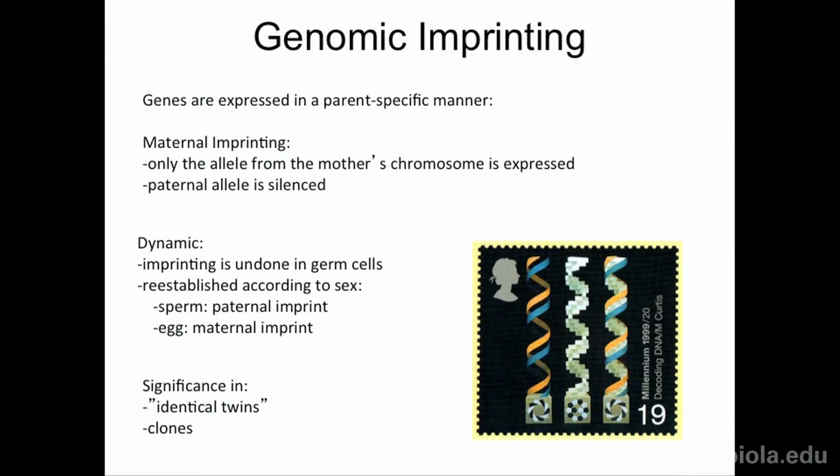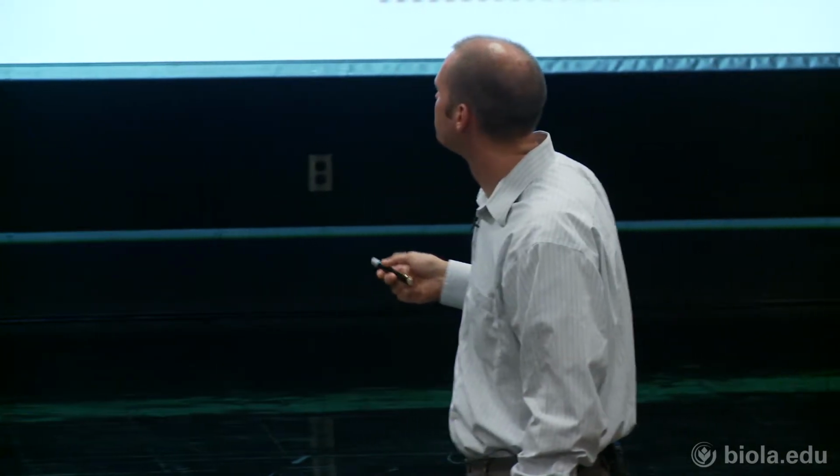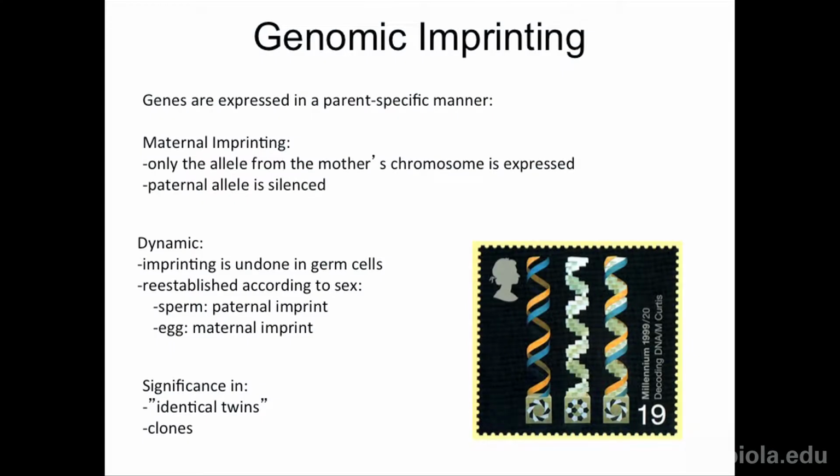So maternal imprinting is where only the allele from the mother's chromosome is expressed. That would be the father's chromosome got shut down. You could also have the reverse, paternal imprint. Mostly it's maternal imprint that's most common, but there are instances of paternal imprinting as well. This is dynamic. So it basically only shows up in the first generation. So if your mom's chromosomes are the ones that are expressed and the dad's chromosomes are shut down, that is what all of your body is going to express.